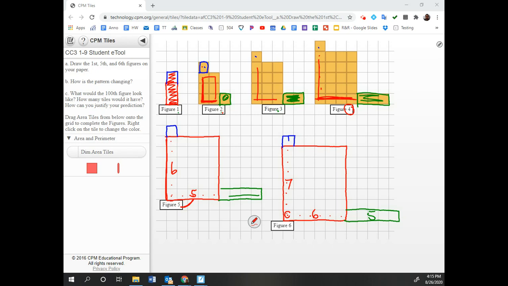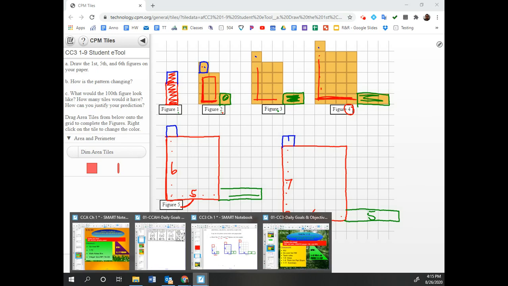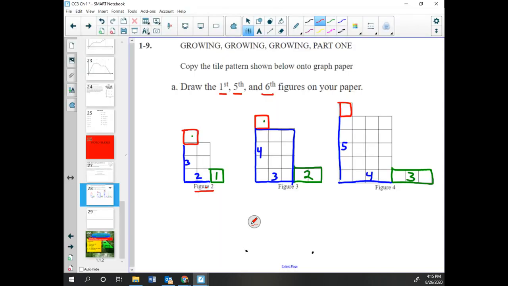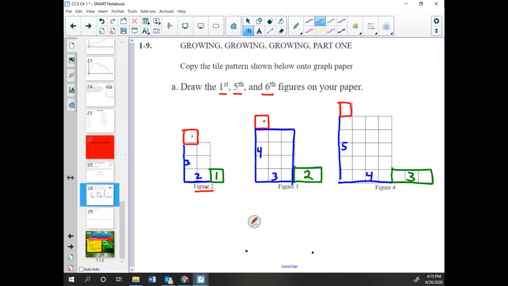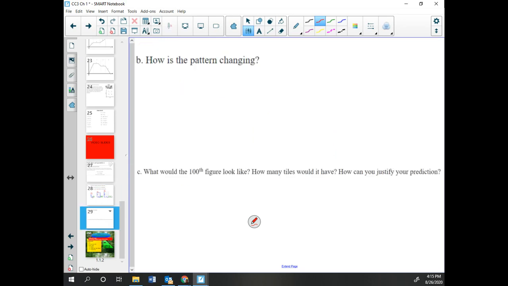Now, I want to go back to here. We do have a couple other questions we need to address kind of quickly here. Question number, or letter B, how is the pattern changing? Now, what I would expect to see there is a sentence explaining this. So for example, I would say, hey, the pattern is growing by, well, let's see.